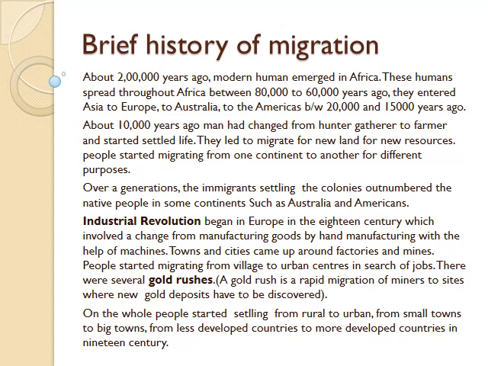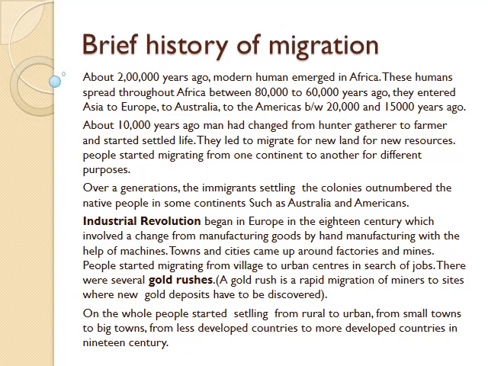The Industrial Revolution began in Europe in the 18th century, which involved a change from manufacturing goods by hand to manufacturing with the help of machines. Towns and cities came up around factories and mines. People started migrating from villages to urban centers in search of jobs.